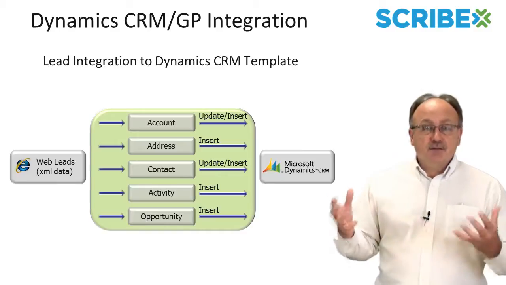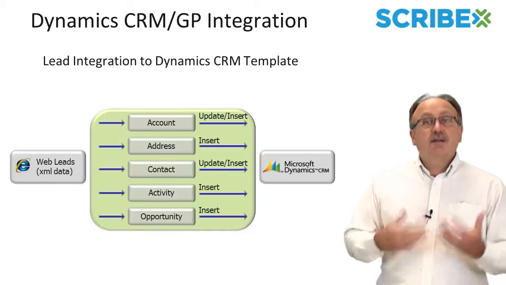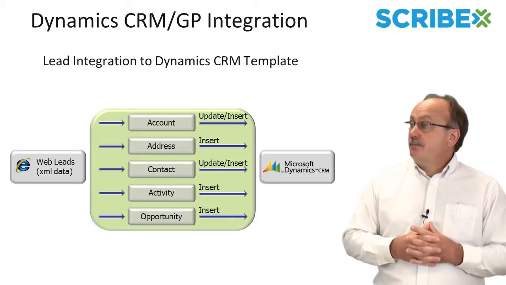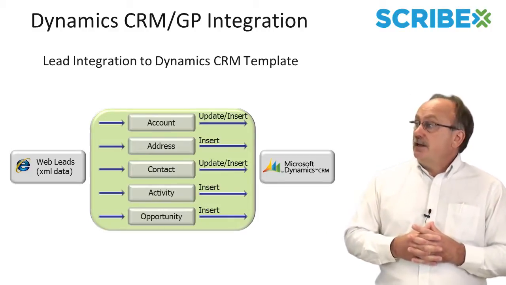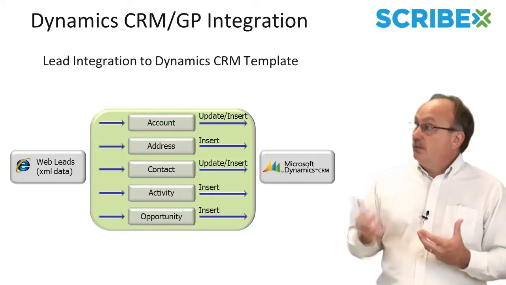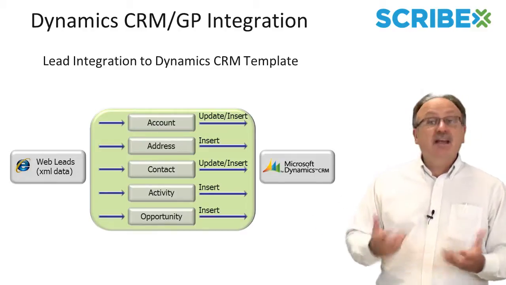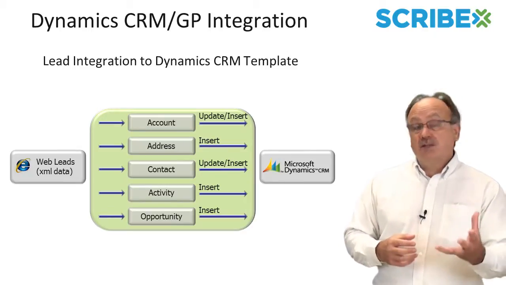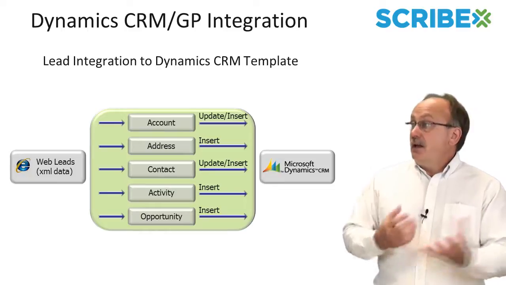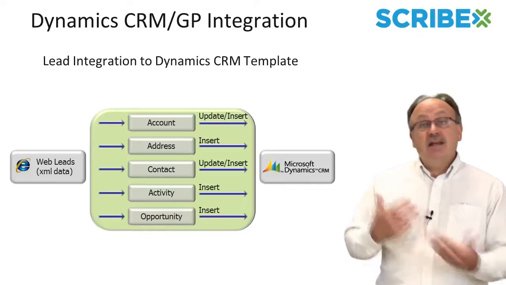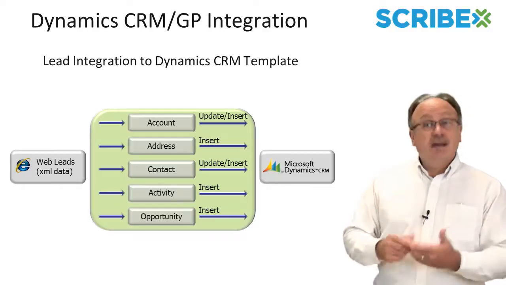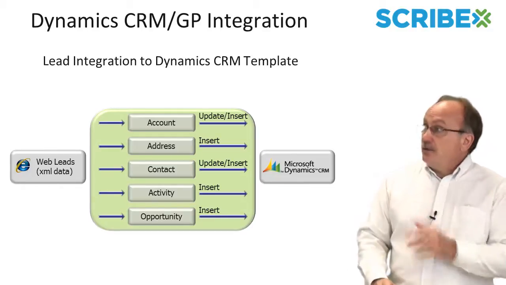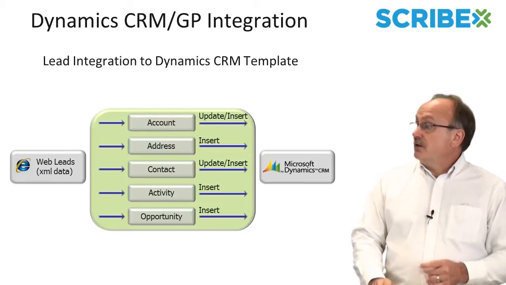From there, the sales rep can work those and hopefully convert those into a customer or into an account within Dynamics CRM. As you can see on this slide, the touch points that we'll be dealing with today would be account, address, contact, activity, and opportunity within Dynamics CRM. So we'll pull that data from the XML generated lead and move that directly into CRM, maintaining the relationships between the account as well as the contact and the associated activities. That would be the first part of this dual use case demonstration.